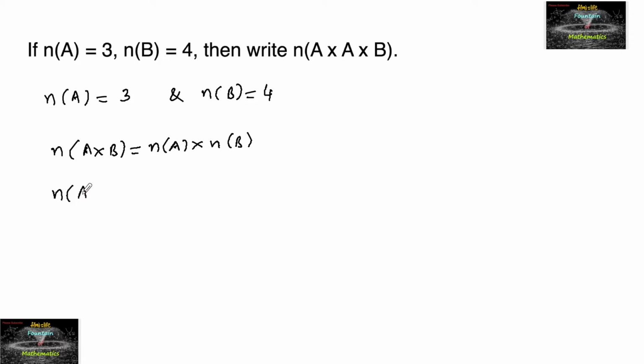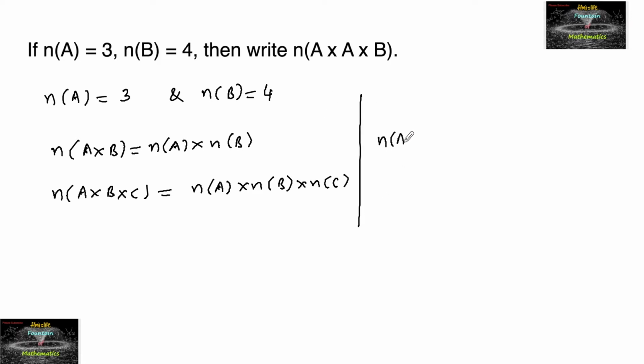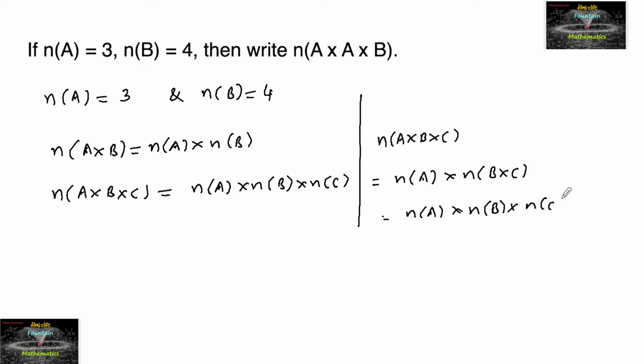And if there are three sets, the number of elements in A cross B cross C can be taken as number of elements in A into number of elements in B into number of elements in C. We can write like this. Or we can also write n of A cross B cross C as number of elements in A into number of elements in B cross C. Or we can write number of elements in A into number of elements in B into number of elements in C. So this is how also we can generate the formula.